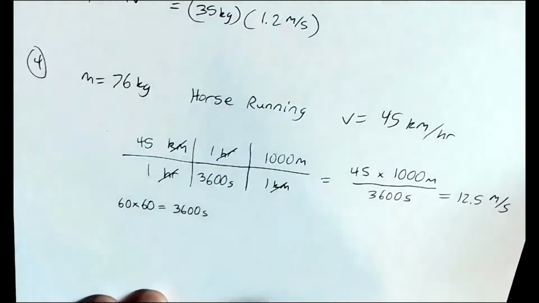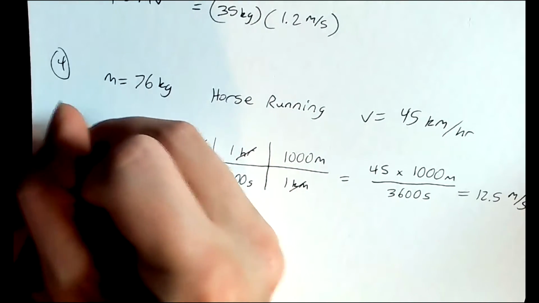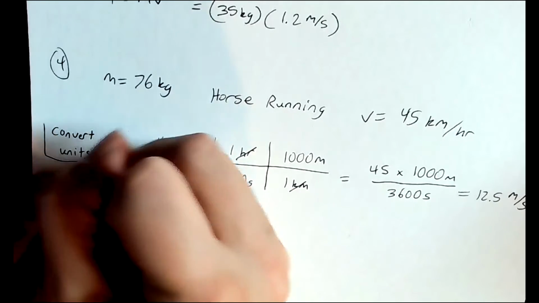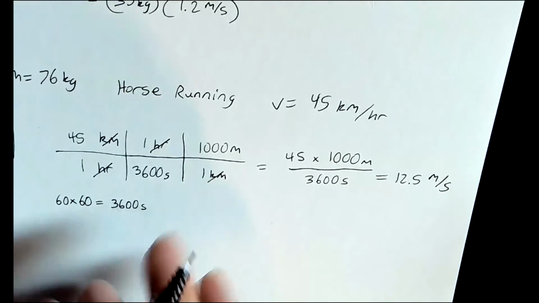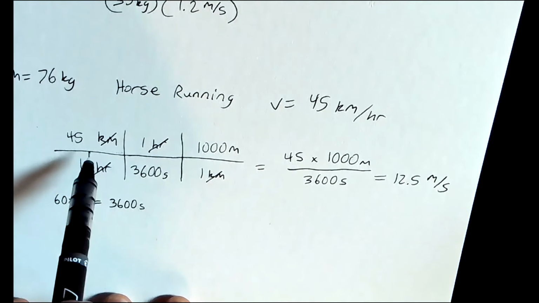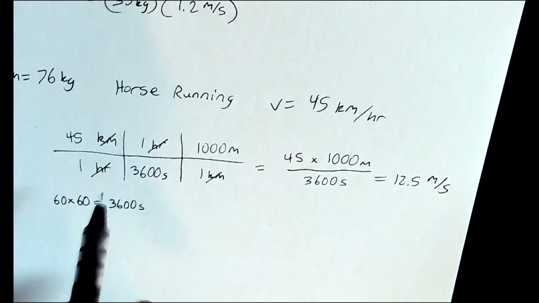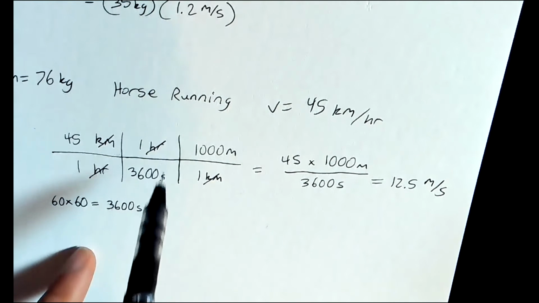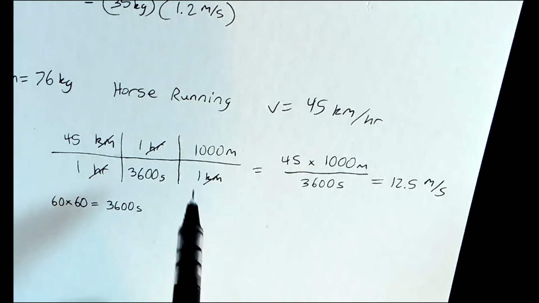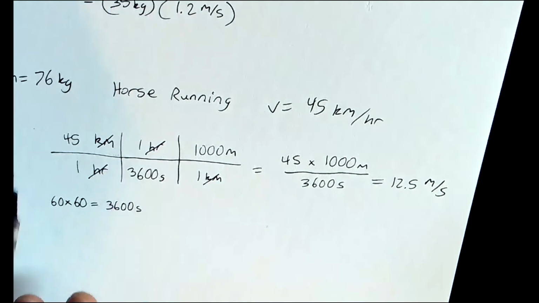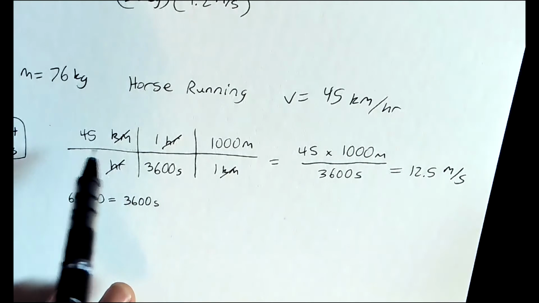So that can be tricky sometimes if you have to convert units, but it's not too hard. You just have to figure out what units you need to change. If you're given hours and you need to change them into seconds, for each hour there are 3,600 seconds. If you need to change kilometers to meters, there are 1,000 meters for every kilometer. And then you can set it up in this type of way.